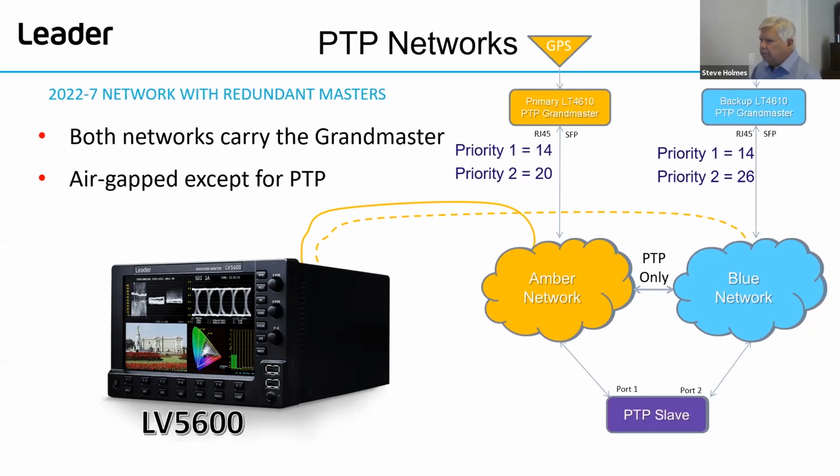The amber and blue networks are air-gapped, except that they need to be able to communicate PTP between the two or three or four, however many PTP masters you have, so that the selection can come about for who is going to be the grandmaster and who's going to be next in line of succession.